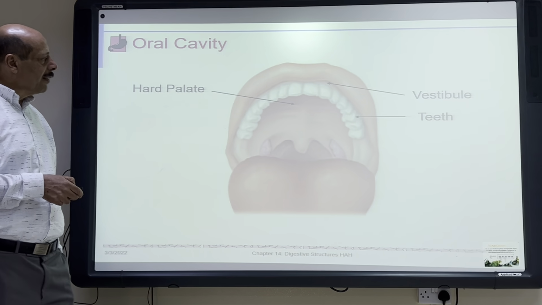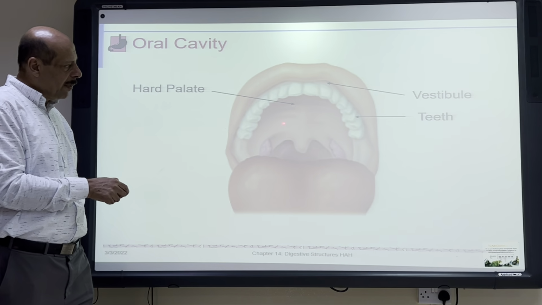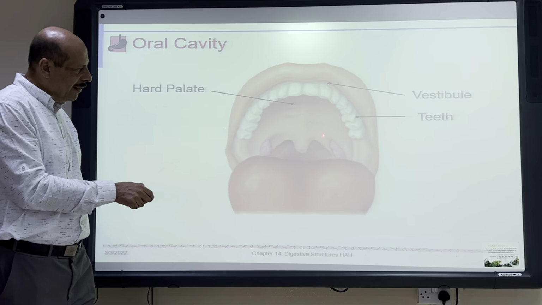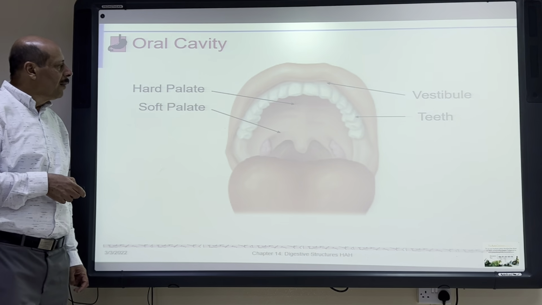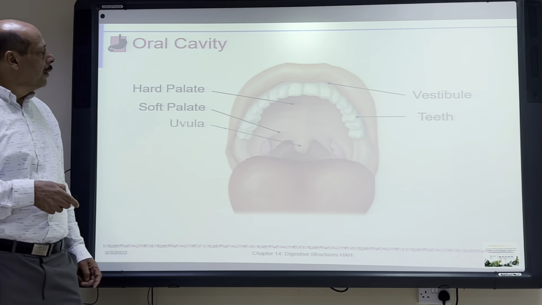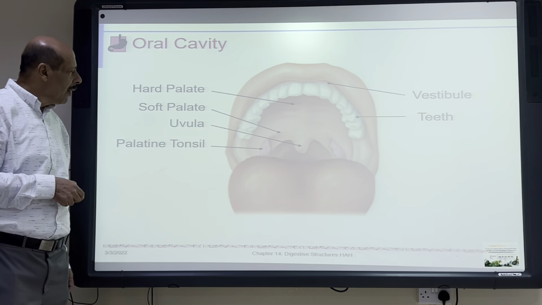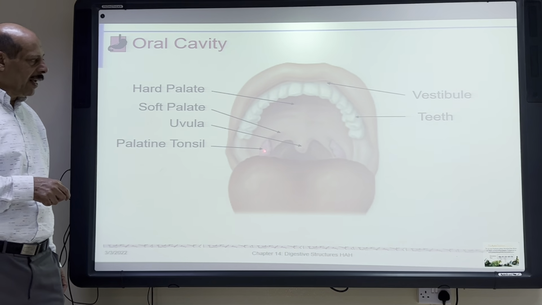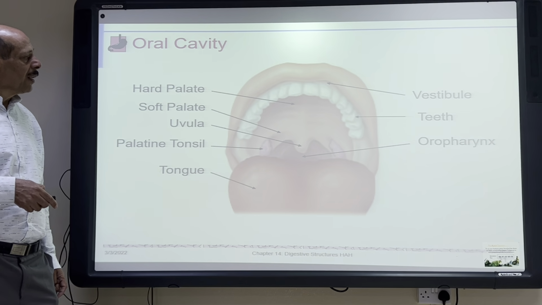The hard palate, so this part is the hard palate up to this area. Then here, the soft palate. This part is the soft palate. The uvula, as we said, and those we call the palatine tonsils. And this is the tongue.